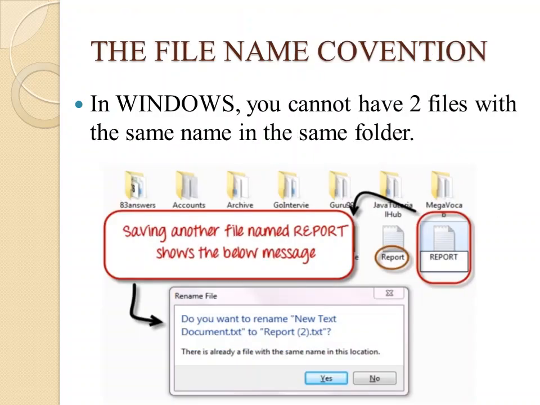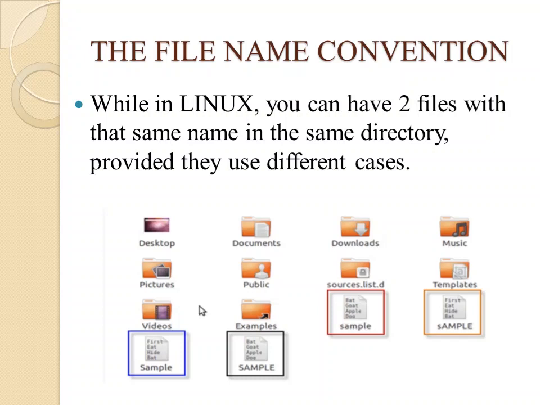The file name convention. In Windows, you cannot have two files with the same name in the same folder. While in Linux, you can have two files with the same name in the same directory, provided they use different keys.